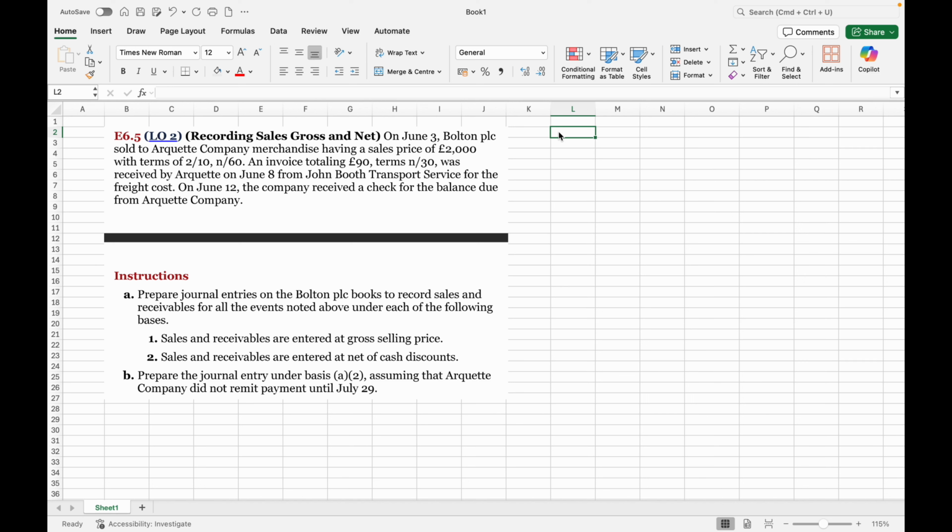First we will be solving exercise 6.5, and it says that on June 3rd, Bolton plc sold to Arquette Company merchandise having a sales price of £2,000 with terms of 2/10, n/60. An invoice totaling £90, terms 2/30, was received by Arquette Company on June 8 from John Booth Transport Service for the freight cost. On June 12, the company received a check for the balance due from Arquette Company.